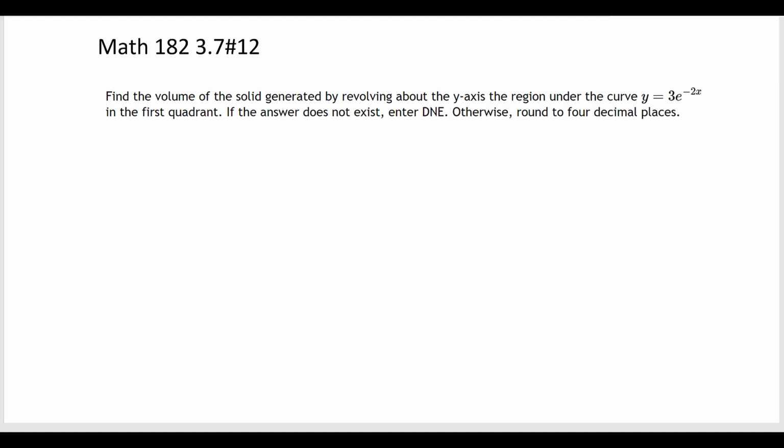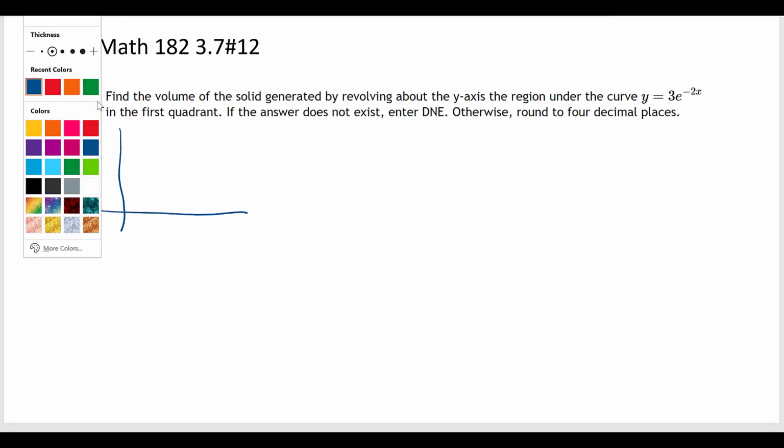the volume of the solid generated by revolving about the y-axis the region under the curve y equals 3e to the negative 2x in the first quadrant. If the answer does not exist, which it does, enter D and E, otherwise round to 4 decimal places. So we basically have a shape like this.